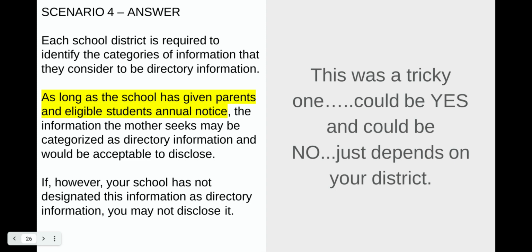As long as the school has given parents and eligible students annual notice that that type of directory information could be disclosed, then it's okay to do that. However, if your school has not designated this information as directory information, then you cannot disclose it.